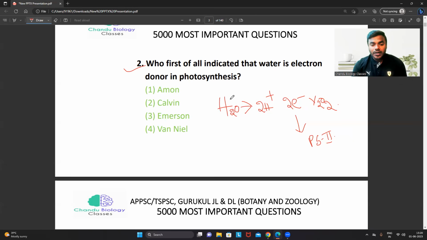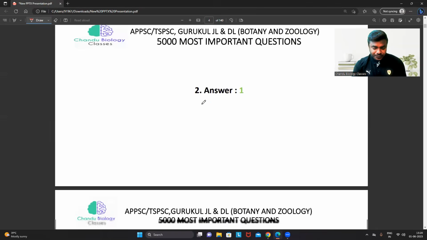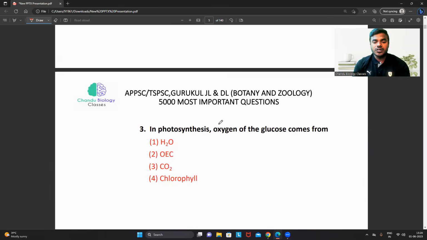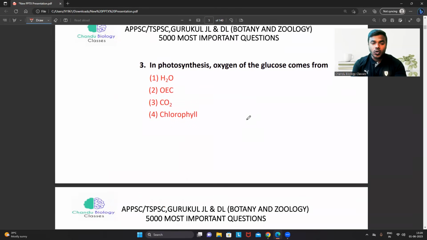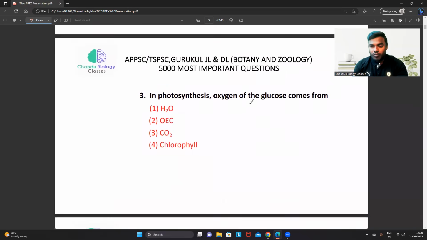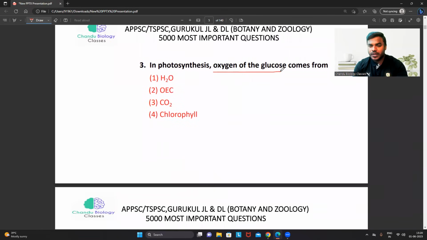Now the question says: name the scientist who indicated that water is the true electron donor in photosynthesis. Obviously, Van Niel is the name of the scientist. I want you to remember that compulsorily. Next question: in photosynthesis, the oxygen of the glucose comes from... See, most of the students are getting confused here.